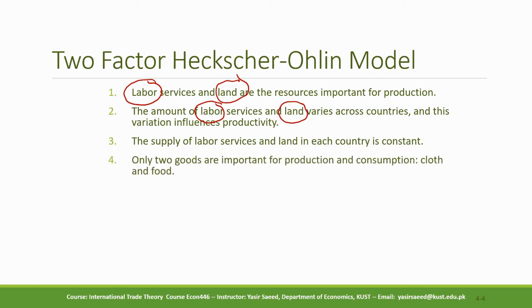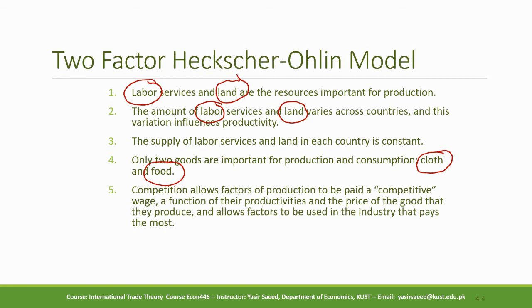Then again, two goods will be produced, and we name those goods as clothes and food. No other goods will be produced in this economy. How will the price be determined in this economy? Basically, the prices are determined through competition, and whenever we say competition, we mean supply and demand.